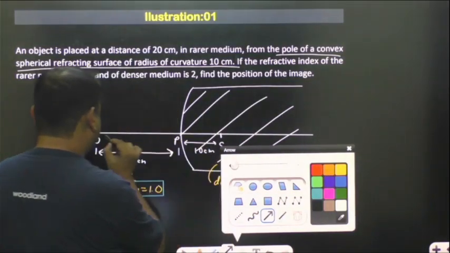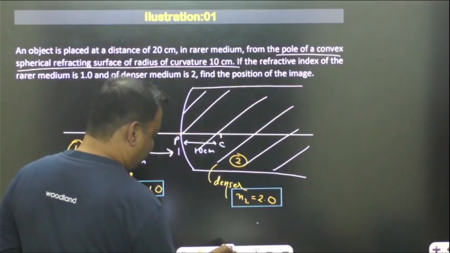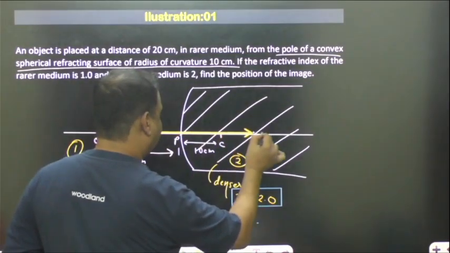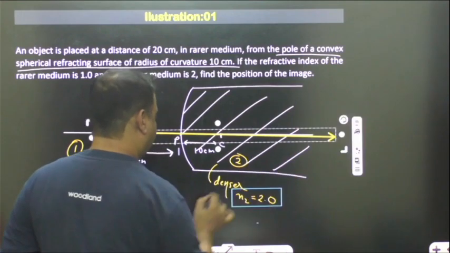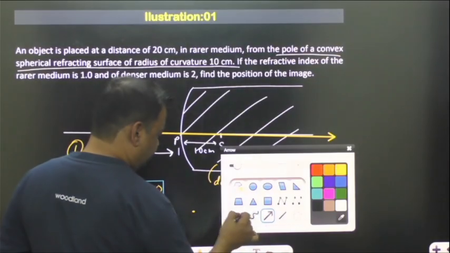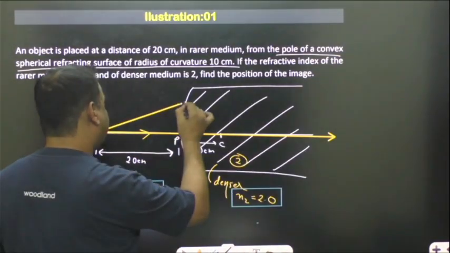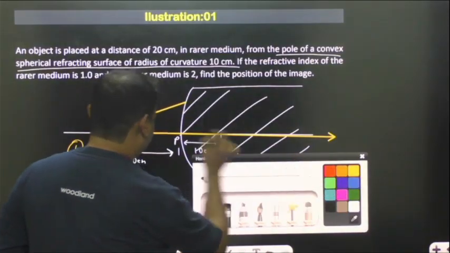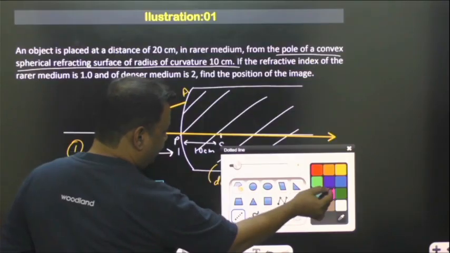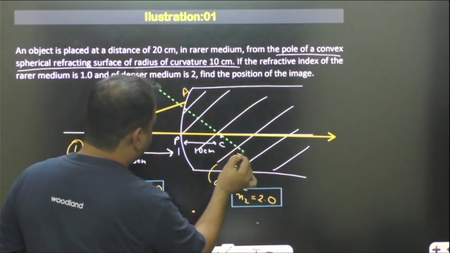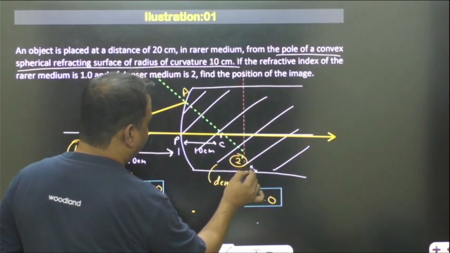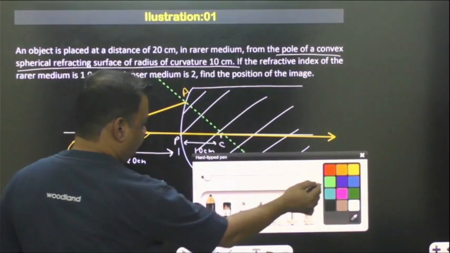See how I am making the ray diagram. Make one ray along the principal axis, which will go undeviated. Say like this. Make another ray striking a point on the spherical surface, say point A. Now make a normal at A. How will you make a normal at A? Make a line passing through the center of curvature. So this is your normal.